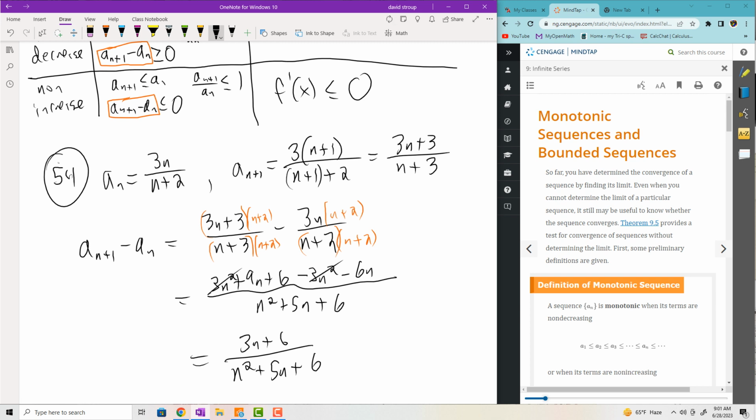Is that right? Let me make sure. 3n squared plus 9n. Oh, that should be a plus 3 on this other guy. That's what I screwed up. Sorry, right here. Those are plus 3s.